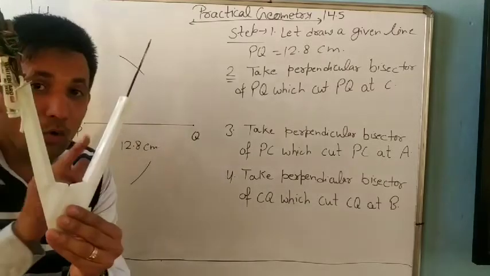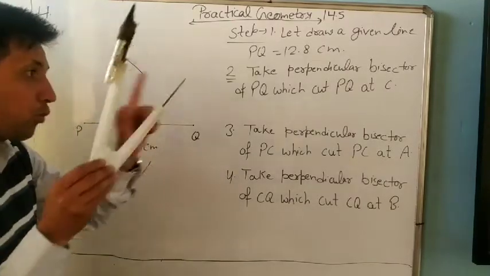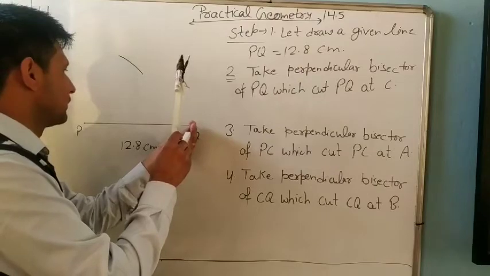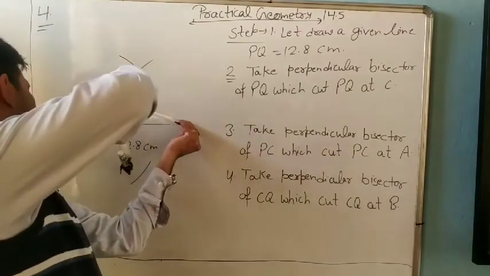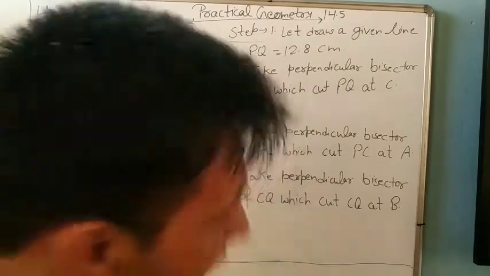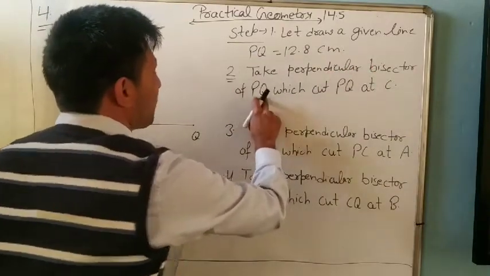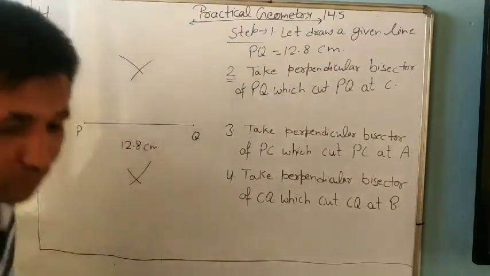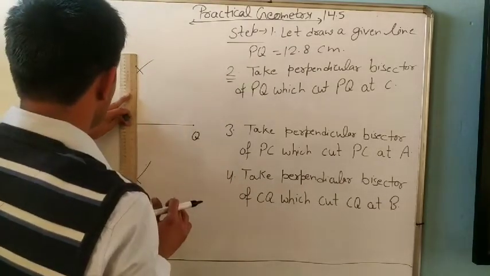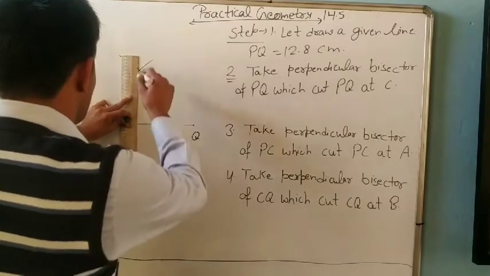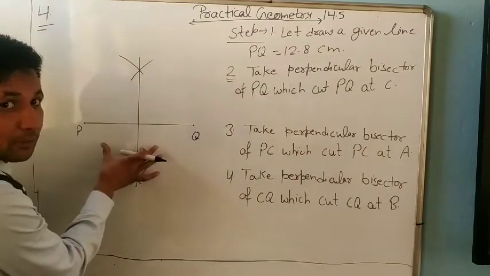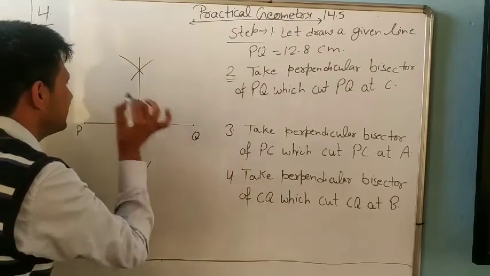Now again, without changing the compass, don't change it. Now put the pointer at Q and draw an arc. These two arcs cut each other. So now take the perpendicular bisector of PQ. You can join like this. This perpendicular bisector cuts the PQ line at, suppose its name is C.